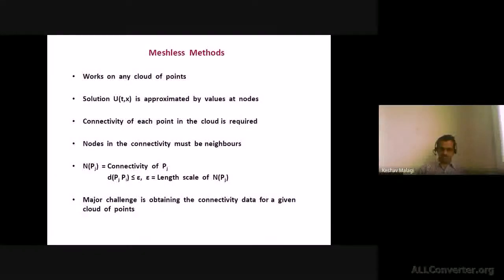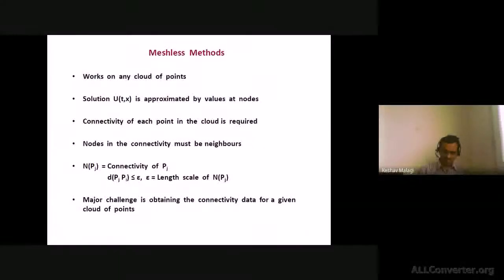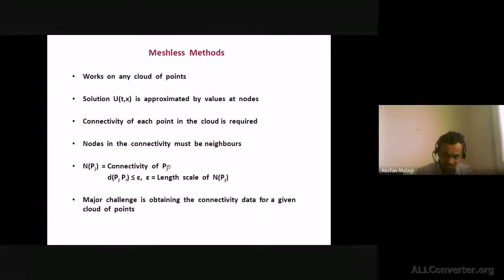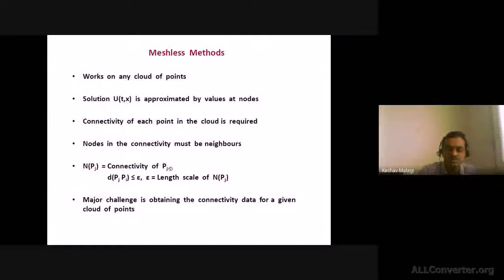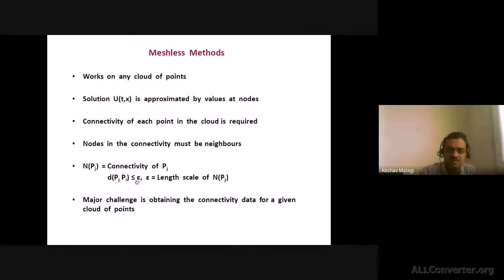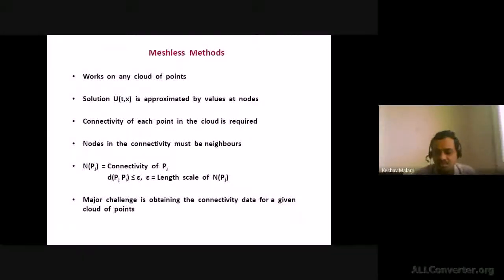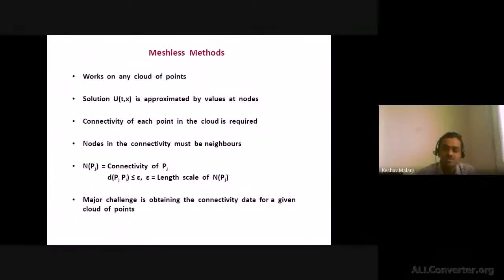At each point in the cloud, its neighborhood information is required, which is called connectivity. What is connectivity? If at a point Pj is where you want to solve, you should know who its neighbors are: all the Pi neighbors within a distance epsilon, some length scale you take for the connectivity. So the closest neighbors to that point, that information you should have, and at each point it will be available. Then you can solve the PDE on that.